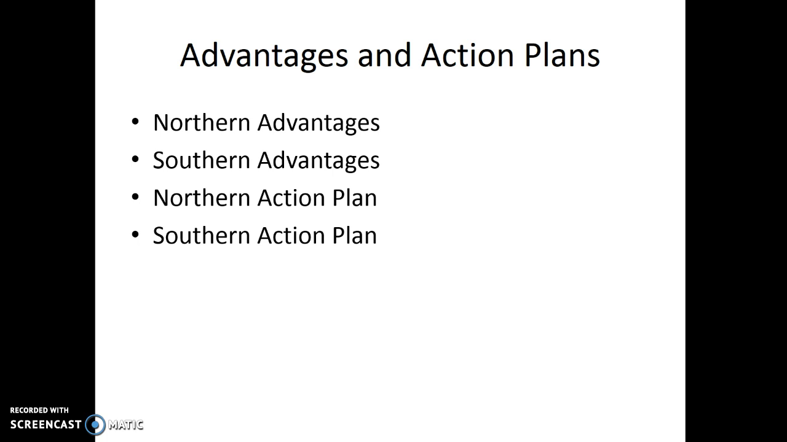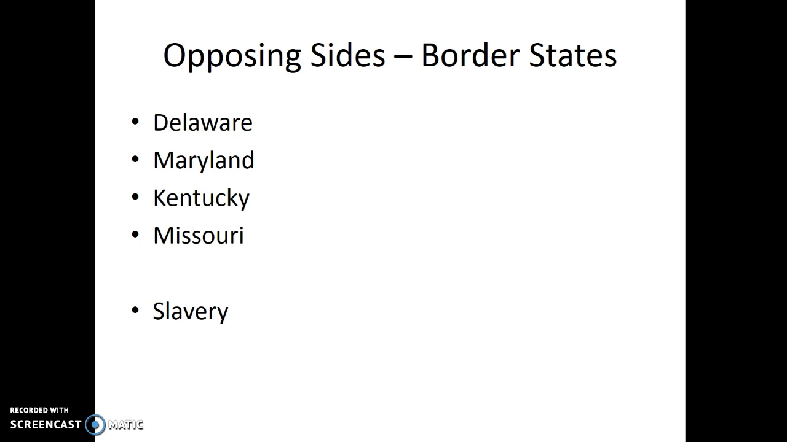Now, we're going to see some states in the middle, and I want you to be aware of these states: Delaware, Maryland, Kentucky, and Missouri. These four states are considered border states. Think about where they physically are. They're kind of on the line in between the North and the South. These are going to be four slave states that do not secede. They are the four slave states that do not secede. They're not really taking sides here.